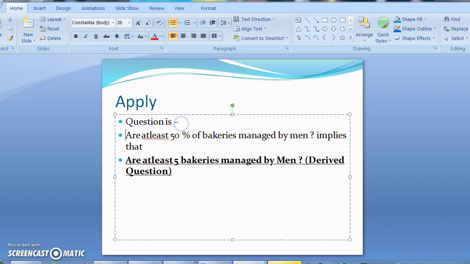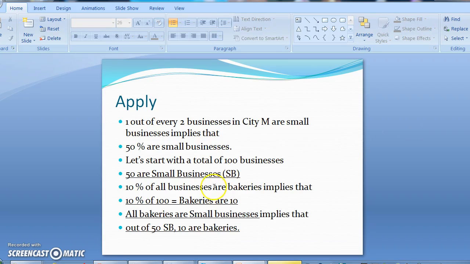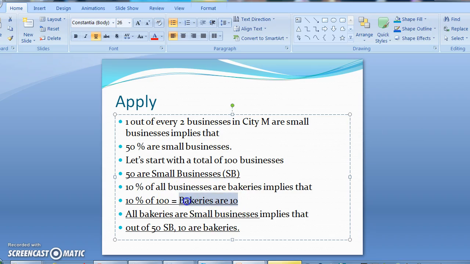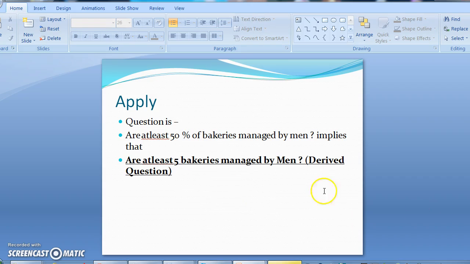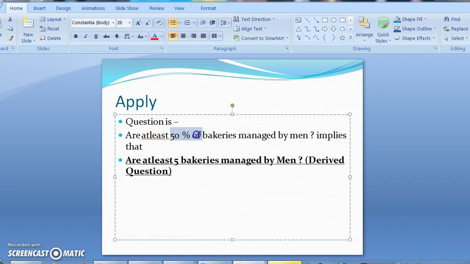Question is, are at least 50% of bakeries managed by men? Now going back, we know that the number of bakeries is 10, right? So now the question reduces to 50% of 10, which is 5. So the question becomes, are at least 5 bakeries managed by men?